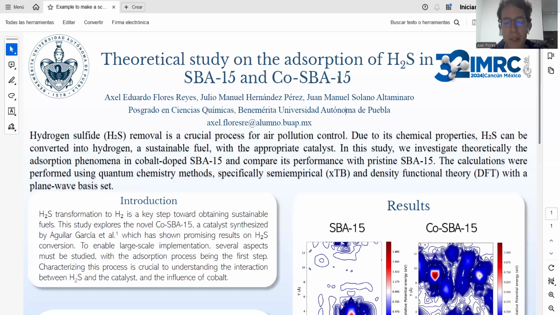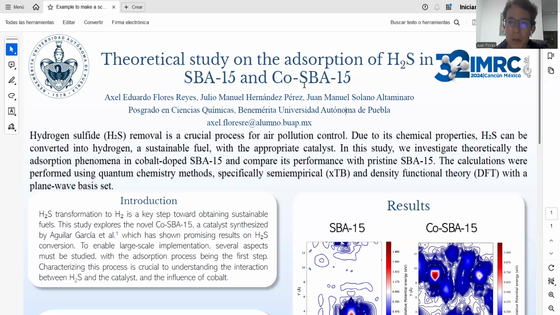And the reason for that is because hydrogen sulfide is a pollutant gas that has to be removed due to environmental and health reasons. However, due to its properties, this gas can be transformed into hydrogen, which is a very sustainable fuel using the appropriate catalyst. And recently, this appropriate catalyst has been synthesized, which is the cobalt SBA5. This catalyst has shown promising results.